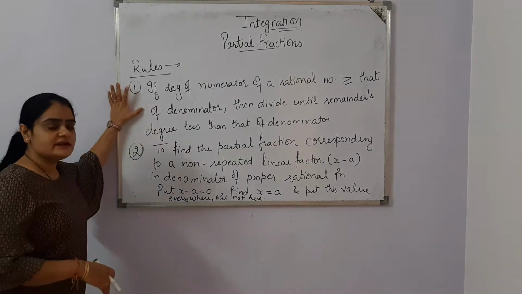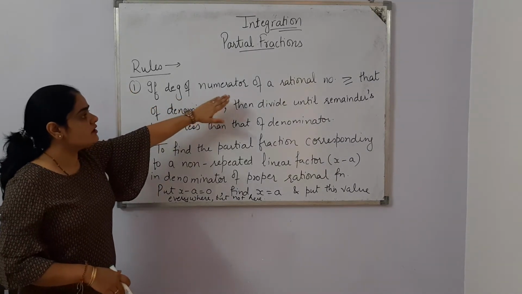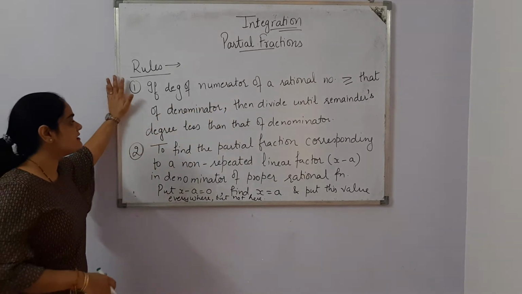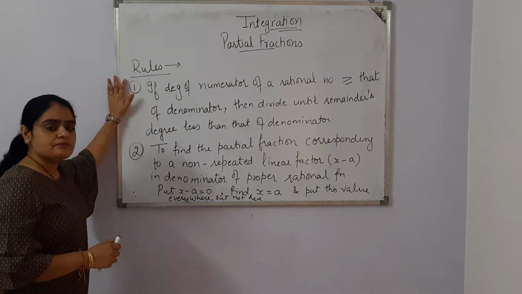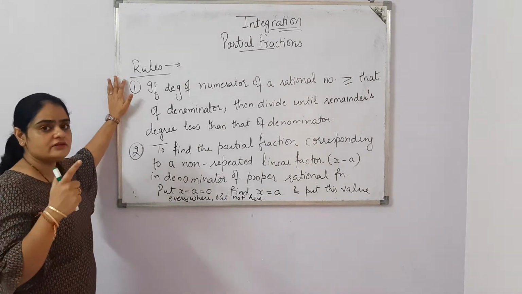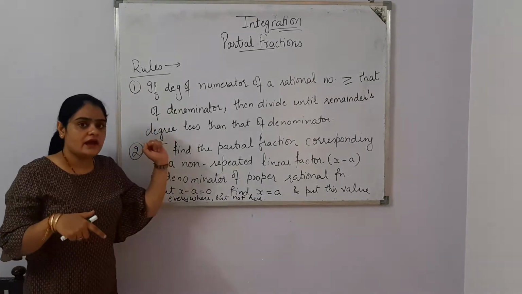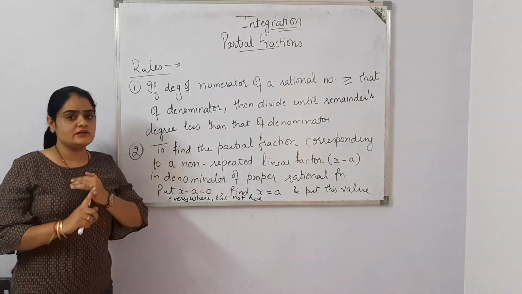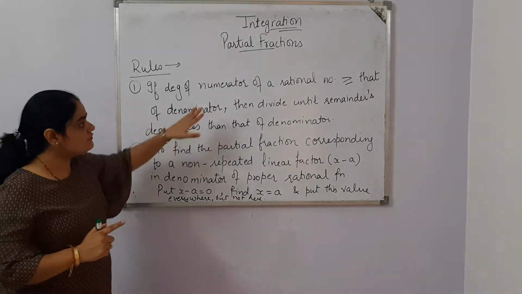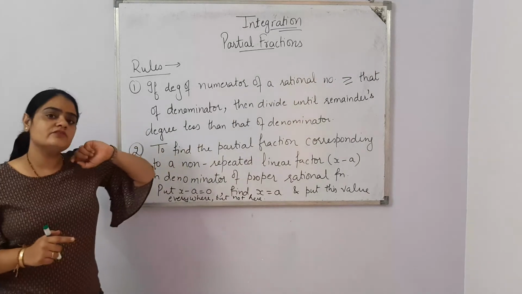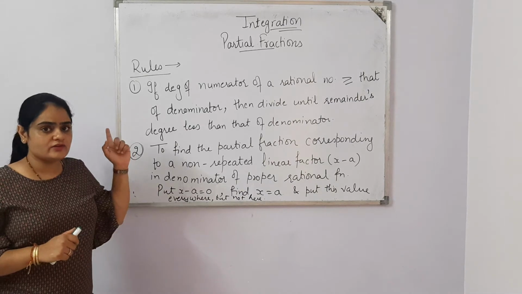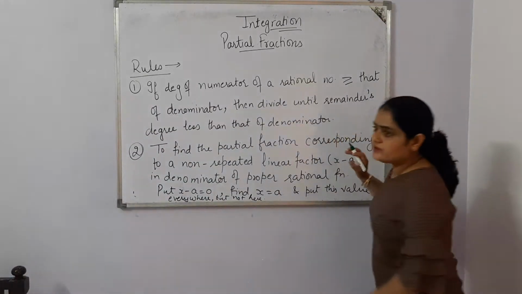So the very first rule says: if the degree of the numerator of a rational function is greater than or equal to that of the denominator, then divide until the remainder's degree is less than that of the denominator. First of all, if a rational function comes in an indefinite integration question, we have to check the degree of the numerator. If the degree of the numerator is greater than or equal to the degree of the denominator, we have to divide first, just like in numbers, what you learned in junior classes.